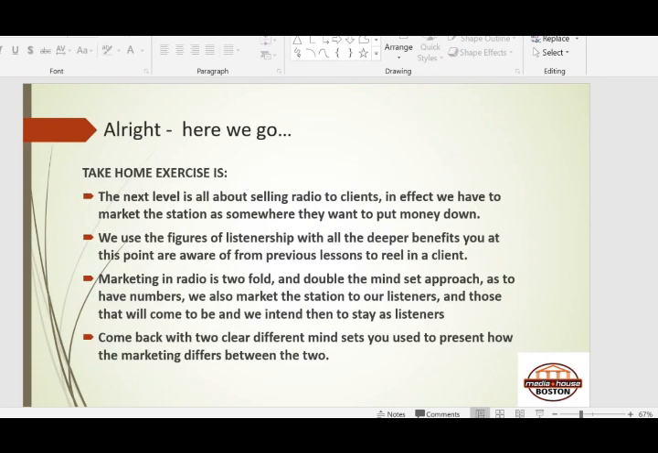So just for yourself, next level is all about selling radio to clients. In effect, we have to market the stations as somewhere they want to put their money down. We use the figures of listenership, as you know, to understand deeper benefits of what they like and what they're using and spending their money on. Marketing radio is twofold. It's a double mindset approach, because one, you have to market to your listener, but two, to those that will come to be, and that we intend to stay and listen.